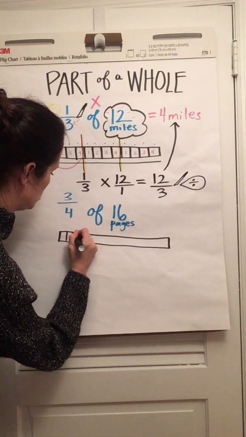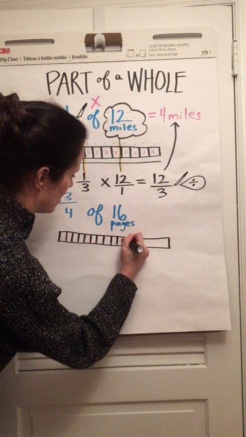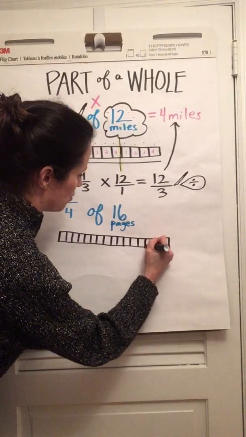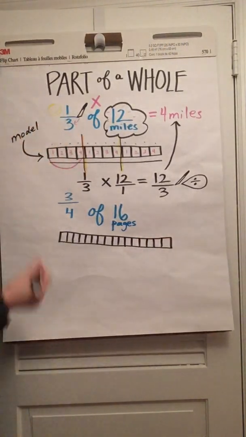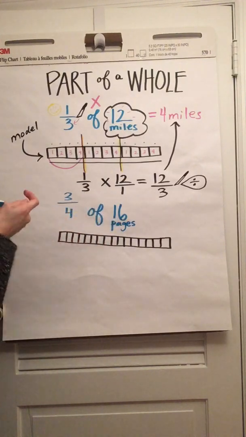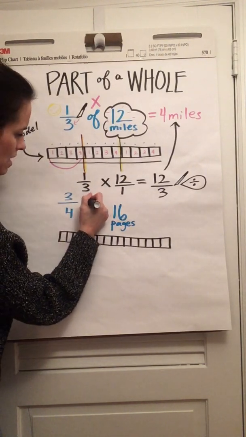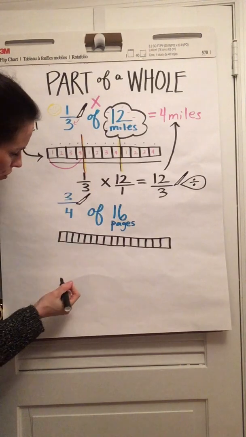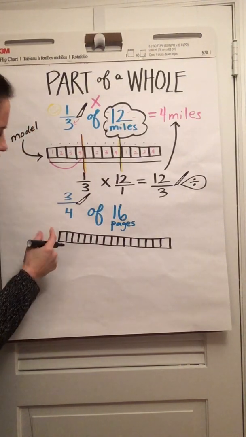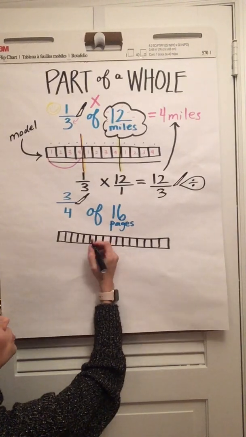So 1, 2, 3, 4, 5, 6, 7, 8, 9, 10, 11, 12, 13, 14, 15. Yeah, it worked out. Okay, so 16 pages in the whole book. And now we have to say, how many fourths is that if I cut it into fourths. Okay, so I can use it with the model, but I can also do the algorithm.